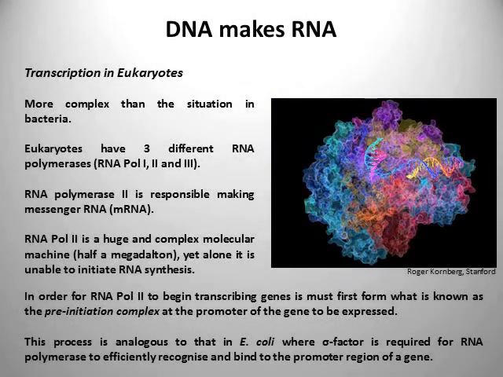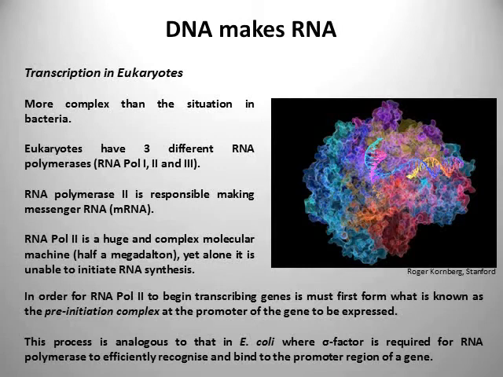So DNA makes RNA. This is what this lecture is all about really. I've already said it's more complex than the situation in bacteria. One of the reasons, the most basic reason it's more complex, is we have 3 different polymerases in eukaryotes. There's RNA polymerase 1, RNA polymerase 2, and RNA polymerase 3. 99% of this lecture is going to be about RNA polymerase 2.